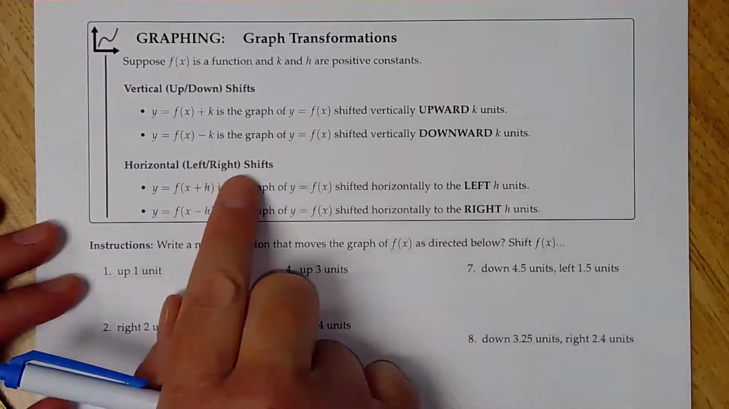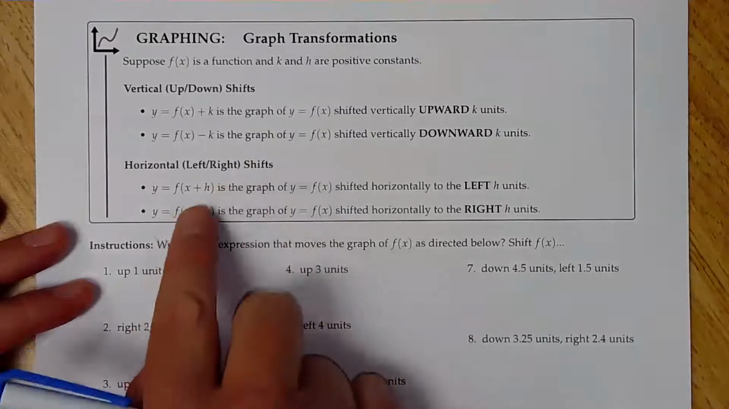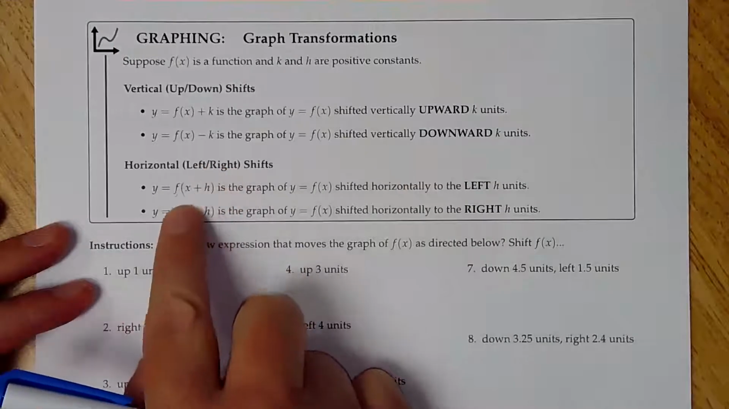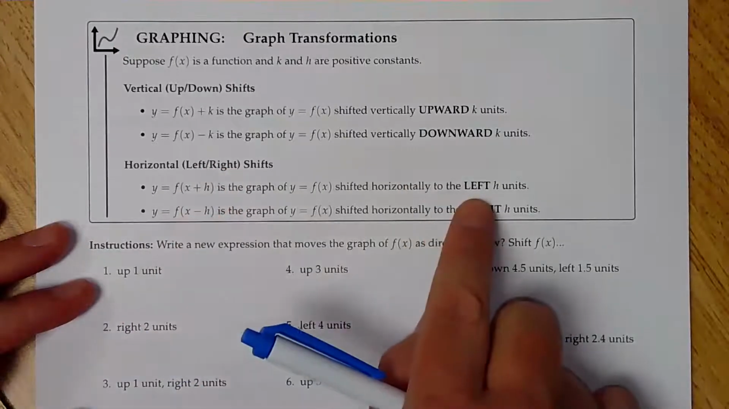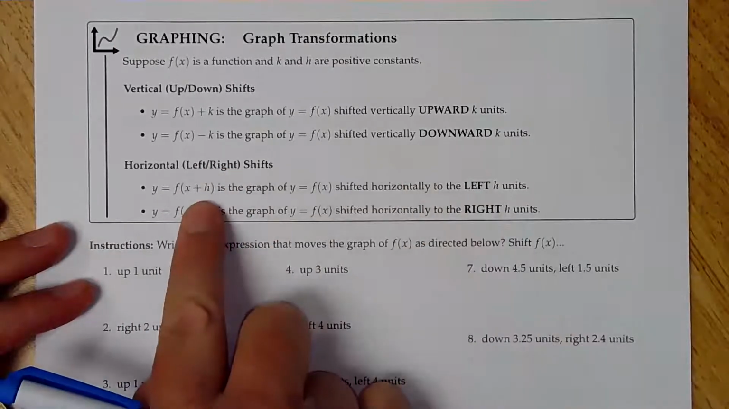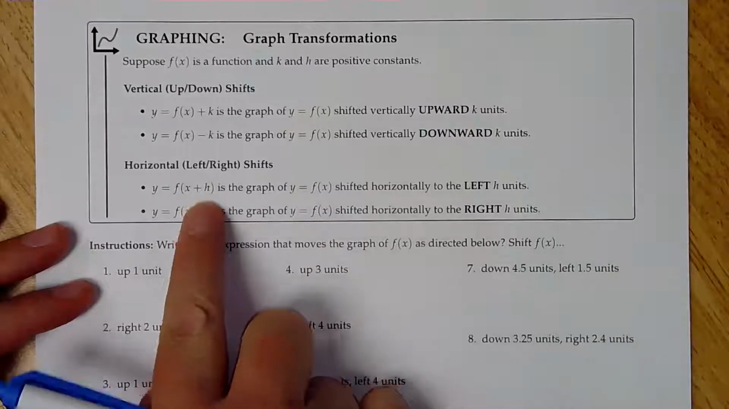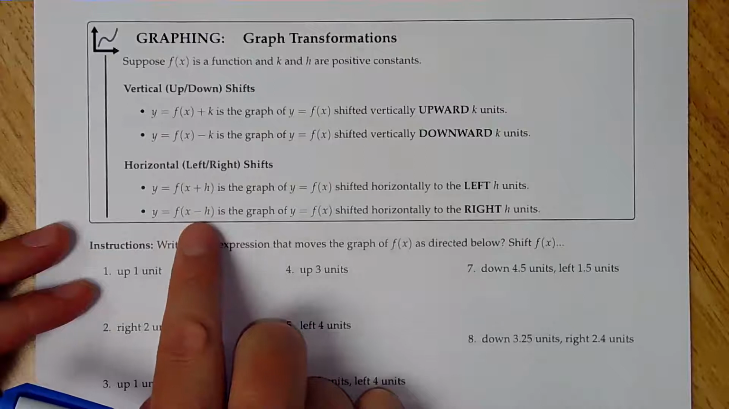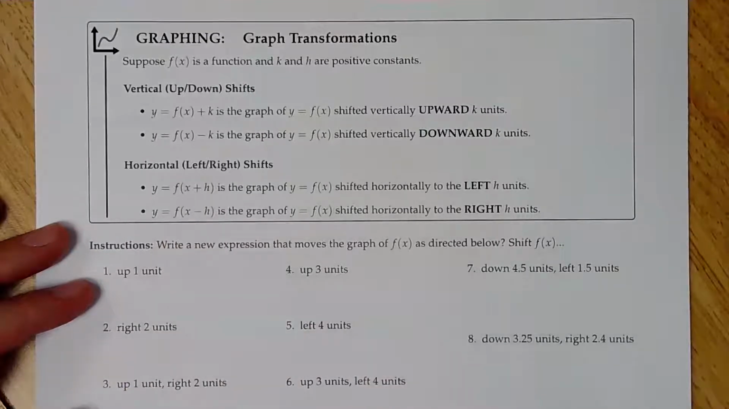To do left and right, I'm going to change the inside part of the function. So that x that's in parentheses is the part that's going to get changed. To go left, I'm going to add: x plus h. And to go right, I'm going to subtract. So I have f of x minus h, which is maybe a little bit of the opposite of how you think it should go, but that's how that is going to work.